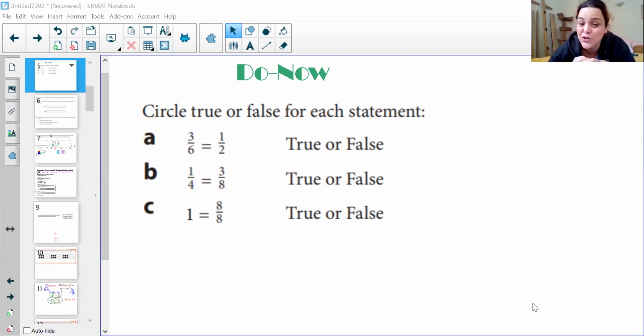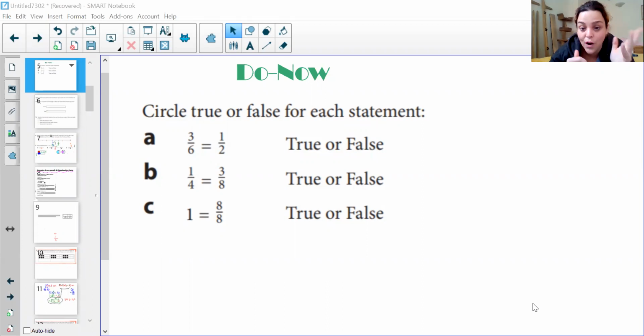It says to circle true or false for each statement. I just want you to focus on A. It says 3/6 is equivalent to 1/2. And I know it's not asking you to write, but I think it's important as mathematicians that we explain our thinking. So I want you, on the side, on a Post-it, on a piece of paper, to write down A again.